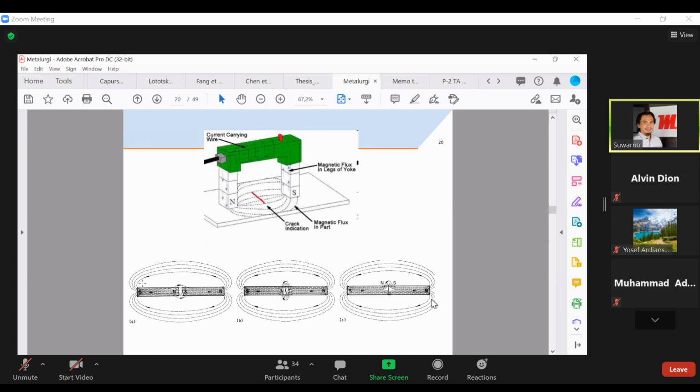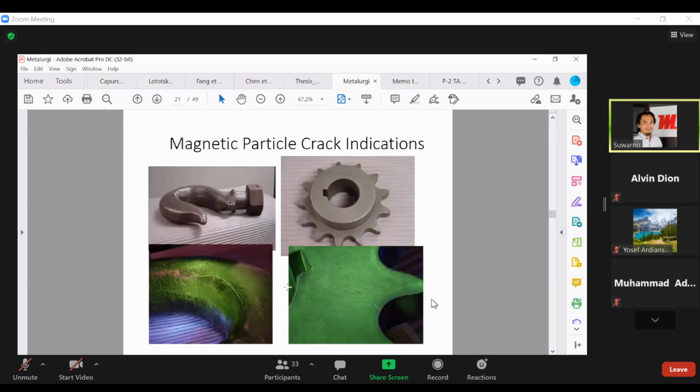So you have south and north, of course, something like this, north to south. But when you have a crack, then a new north-south pole will be formed. Therefore, something like that, so there will be a crack visible on it. So this is an example.